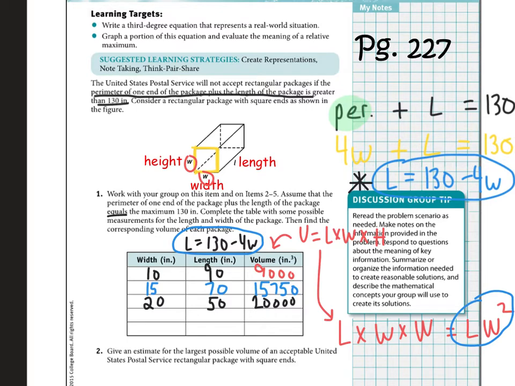All right, and let's do one more. What if we went up to 25? What if the width were 25? The length, again, would always be 130 minus 4 times 25, so in this case that would end up being 30. And if we wanted the volume of that shape, it's length times width times width, so 30 times 25 times 25, the volume there would end up being 18,750.